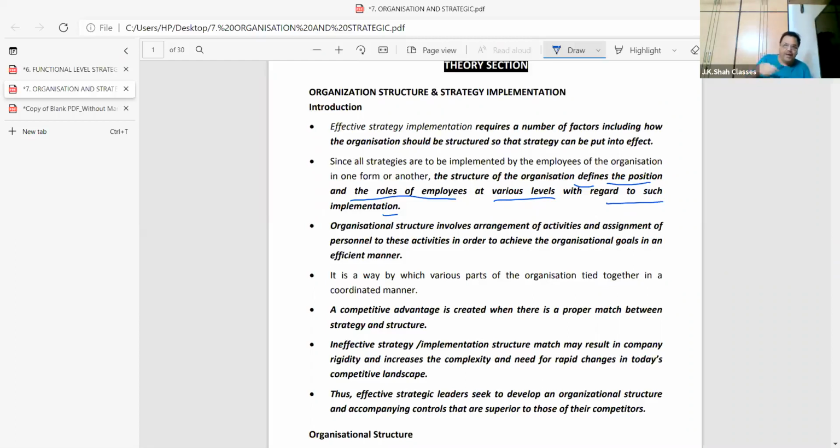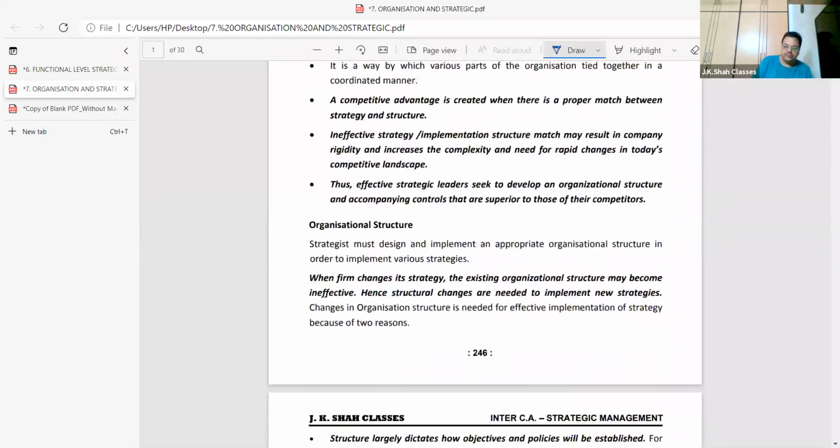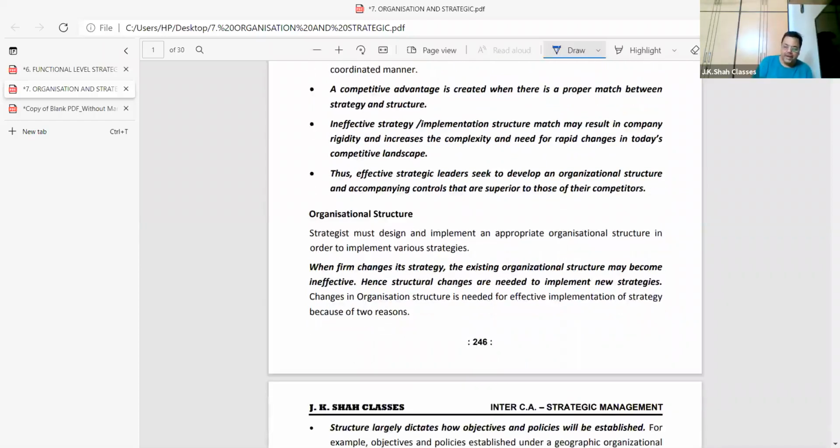So you need people now to implement, and that is why organizational structure. Organizational structure involves arrangement of activities and assignment of personnel. Very easy. Strategists must design and implement an appropriate organizational structure in order to implement various strategies. Be very clear about this.